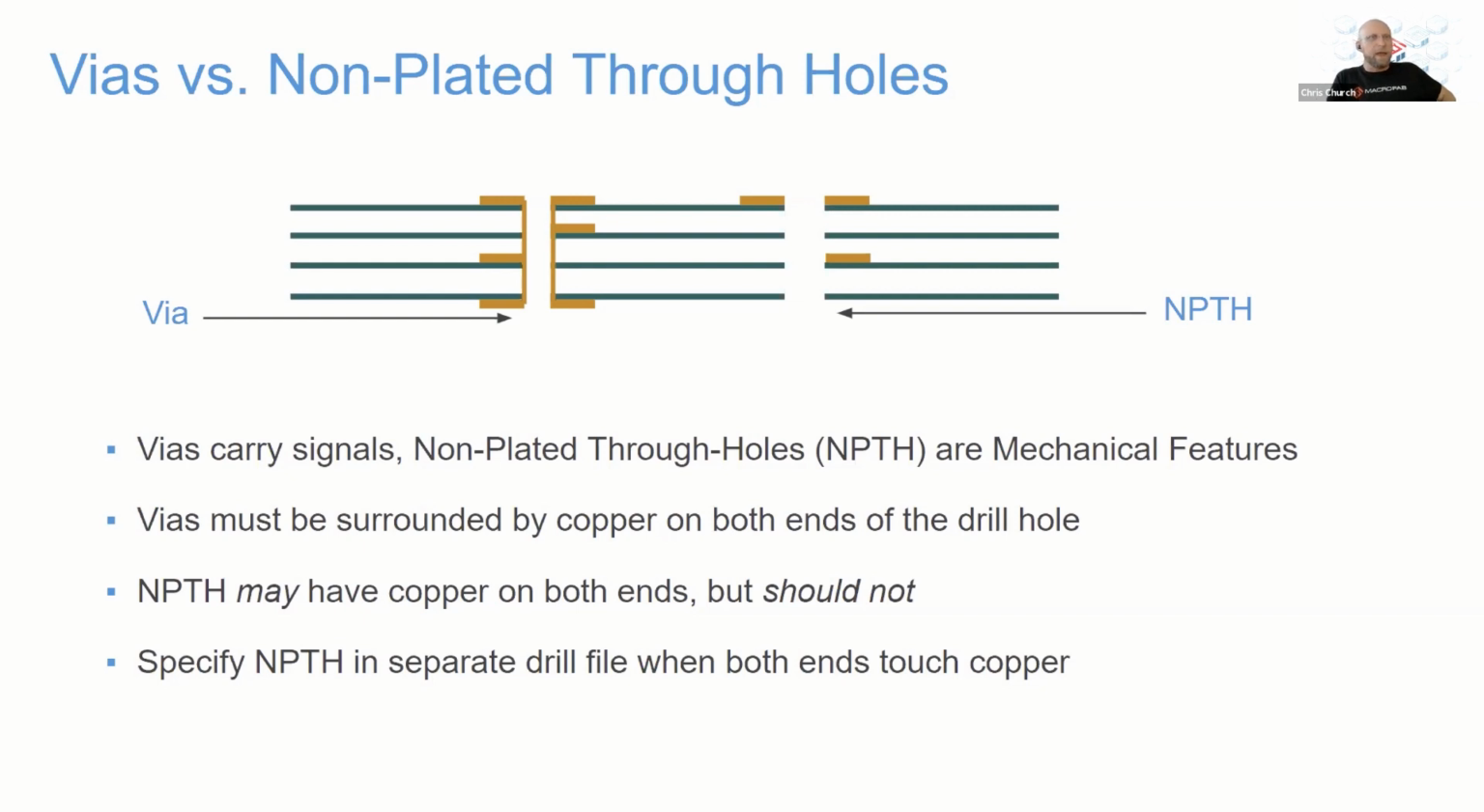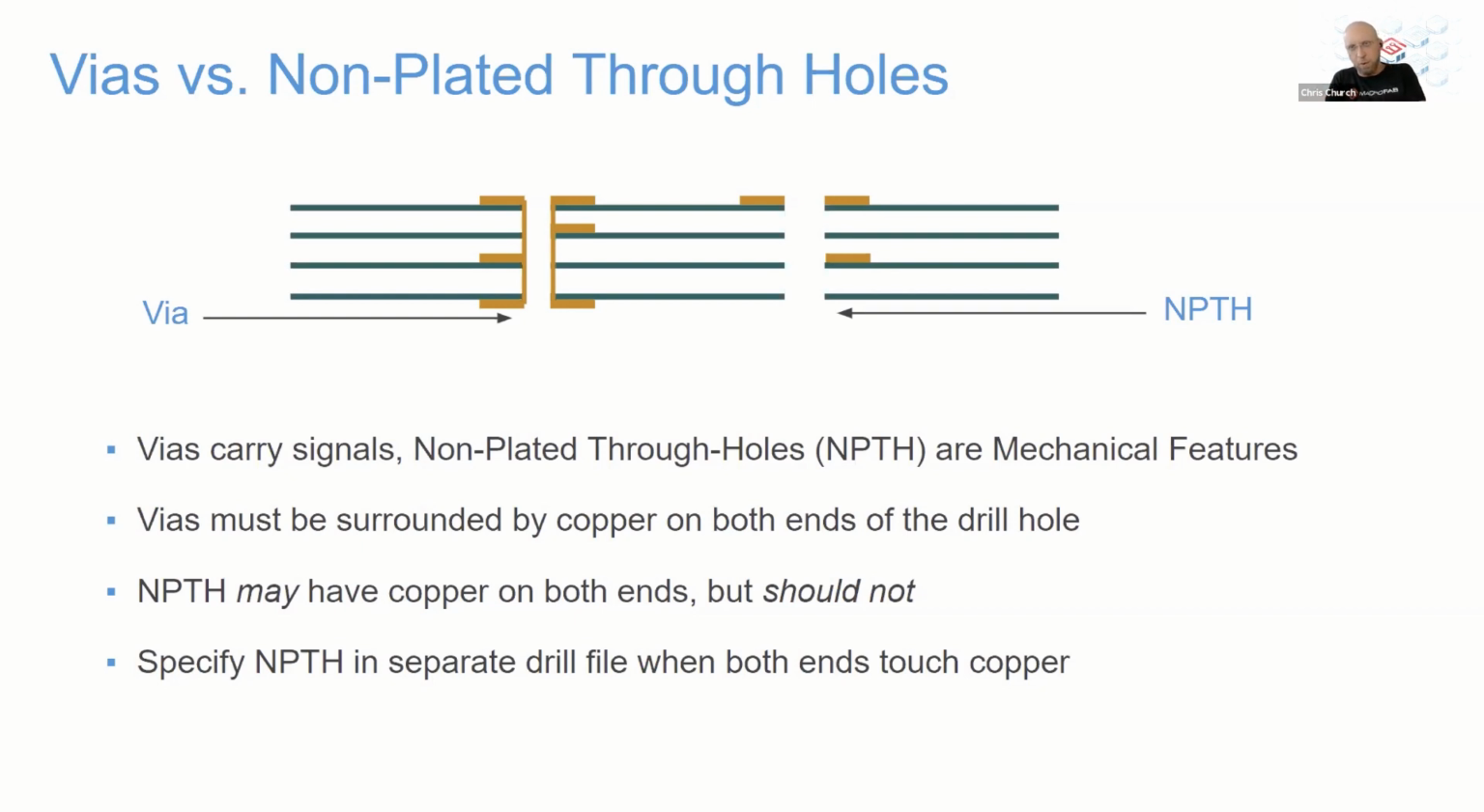Thinking about the vias versus the non-plated through holes, very simply, vias must be completely surrounded by copper on both the entrance and exit points. That is to say, if we look at this diagram here, we'll notice that both the bottom layer and the top layer have copper on all sides of that via. That is necessary to actually carry the current through when they're doing the electrical plating process.